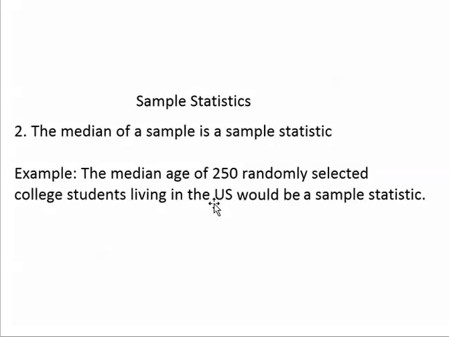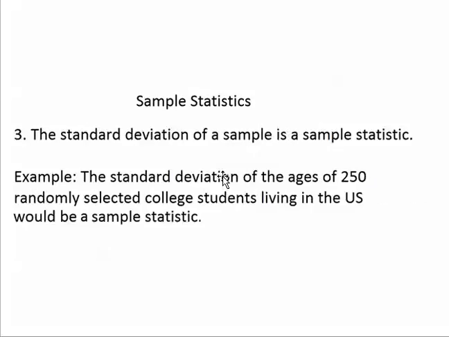The median of a sample is also a sample statistic. So if I selected 250 college students who live in the US, recorded their ages, and I found the median of those 250 people, that median would be a sample statistic. A standard deviation that's calculated with data from a sample is a sample statistic. If I selected 250 college students who live in the US, recorded their ages, and then I calculated the standard deviation of those 250 ages, the value that I've calculated would be a sample statistic, because it was calculated with data from a sample.